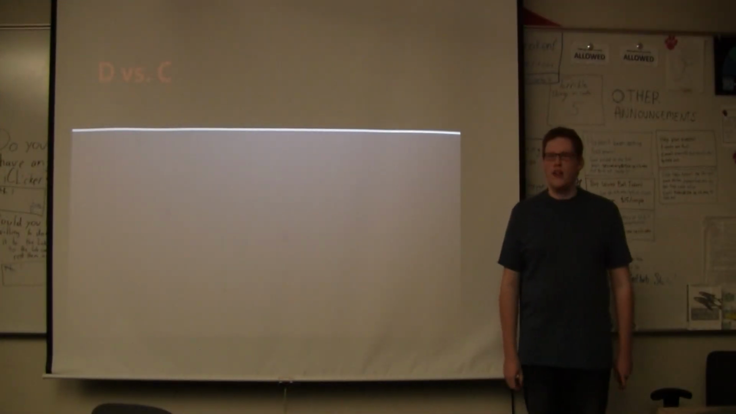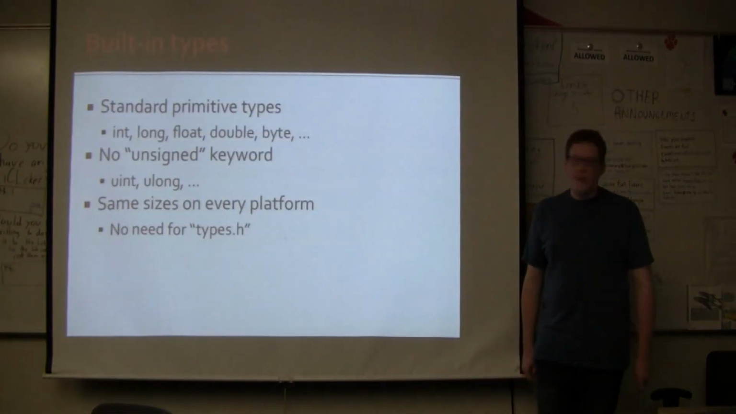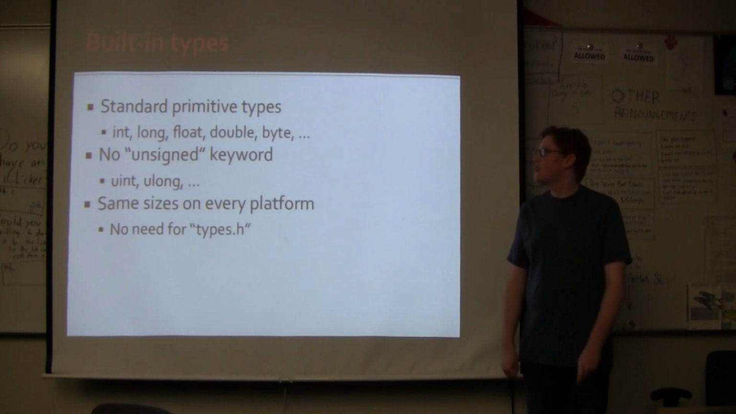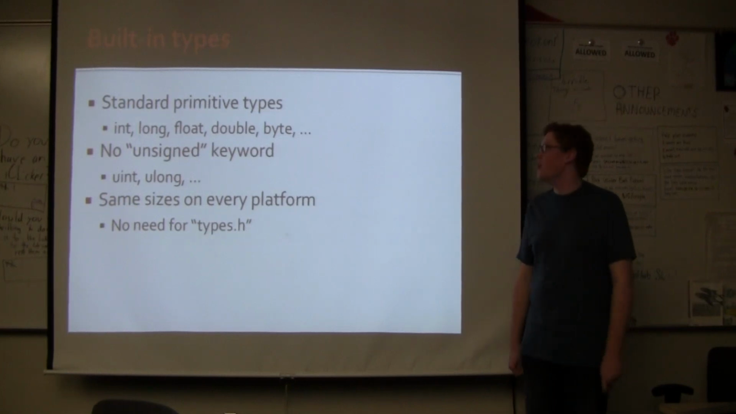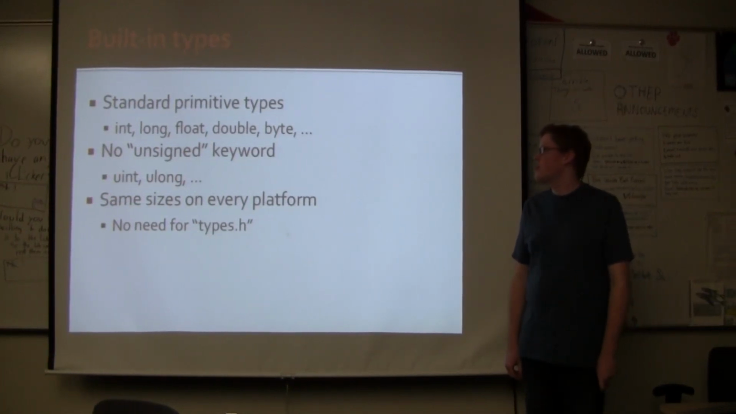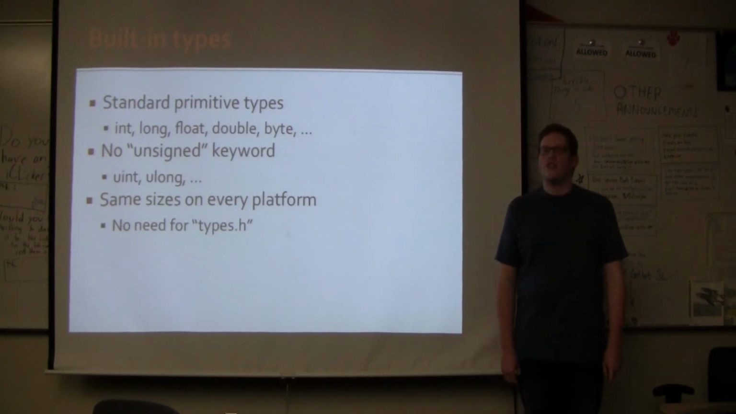So, moving on, compare it to C. D has a lot of your standard primitive built-in types. It has things like int, long, double, byte, all of those pretty standard types. But it doesn't have an unsigned keyword. It uses uint, ulong, etc., instead. So your type names are a little bit shorter.